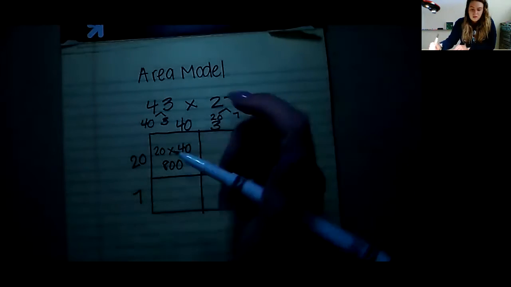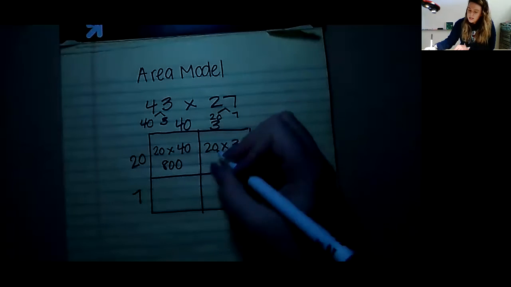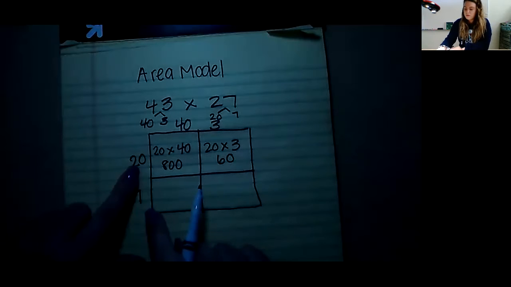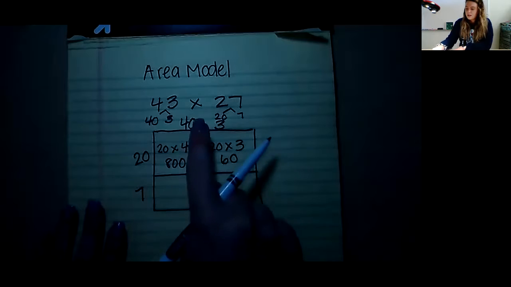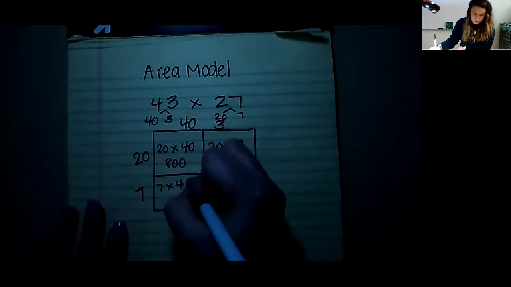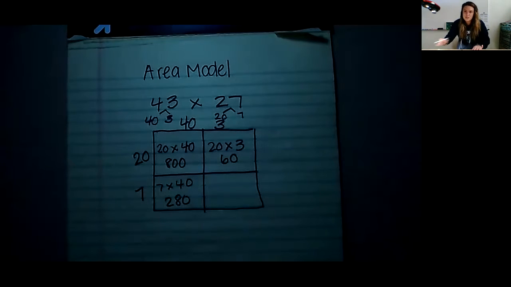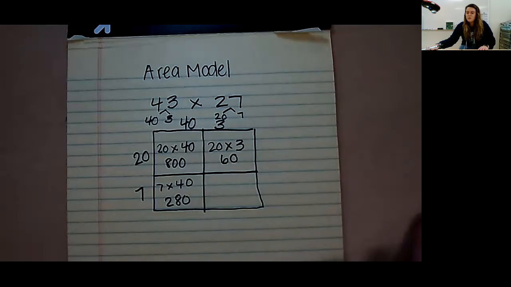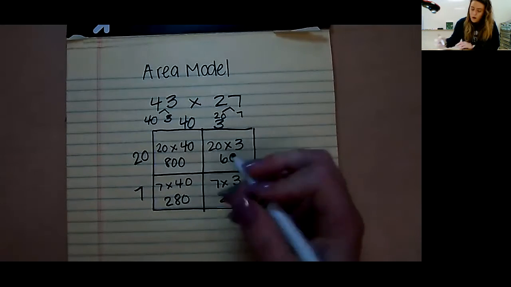For the next one, we would have 20 times 3. So 20 times 3 is 60. Then we're going to use the 7 now because we've used the 20 twice. We're going to use the 7. So 7 times 40 is 280. Sorry, my lights in my classroom sometimes turn off. And then we're going to do 7 times 3, which is 21.